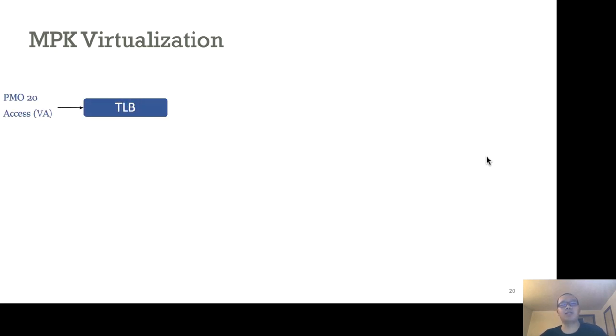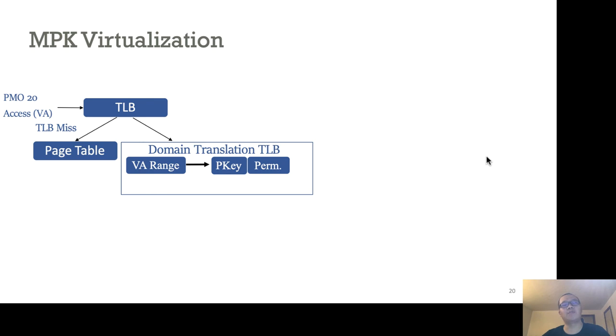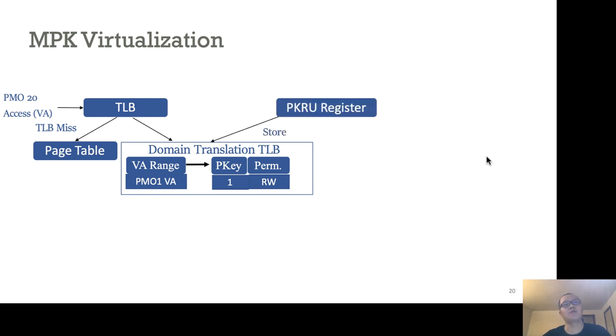The memory access to PMO20 carries the virtual address. When there's a TLB miss, it needs to check both the page table and the domain translation table in parallel. Basically, the domain translation table contains the information from the virtual address range to the PK and the permission. And when the evicted PK is selected, here PK1, we need to store the permission of PK1 from the PKRU register to this buffer.